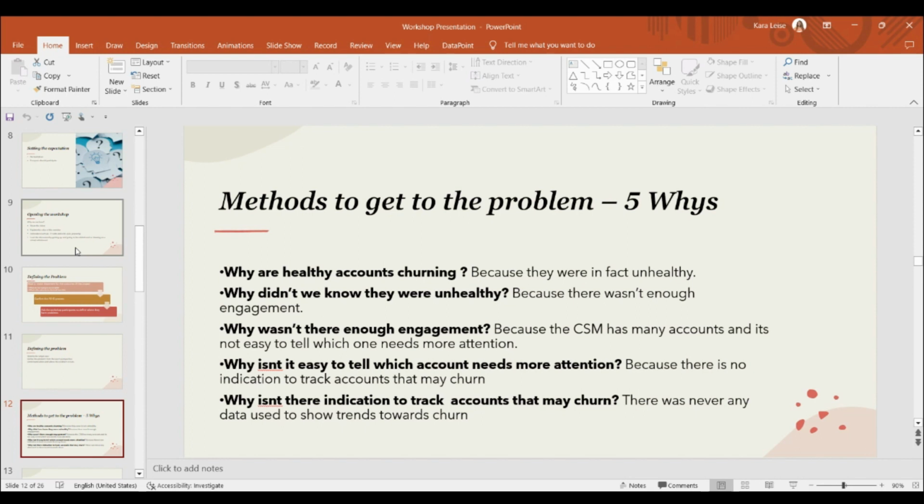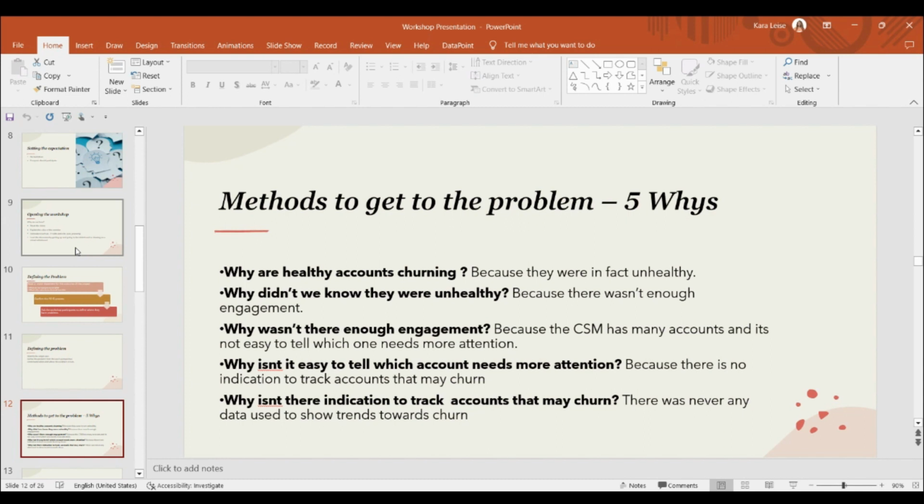And then why isn't it easy to tell which accounts need more attention? Because there is no indication to track accounts that may churn. Getting closer. You see what I'm talking about? And now the fifth why: why isn't there indication to track accounts that may churn? There was never any data used to show trends towards churn.